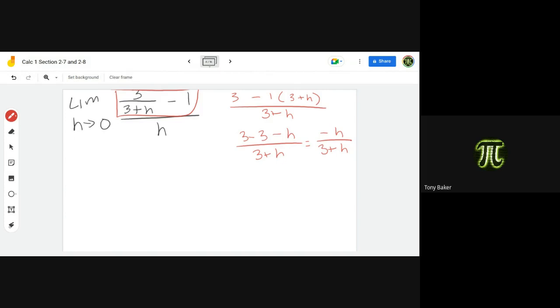Everybody understand what we did in red? Again, a lot of this is just manipulation and simplifying down through the algebra steps. All right, so now I have the limit as h goes to 0 of negative h over 3 plus h, divided by h.